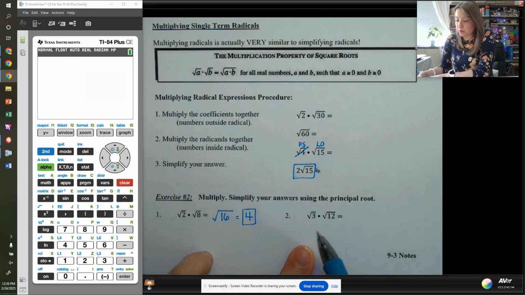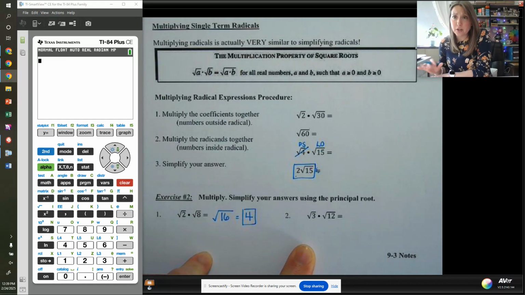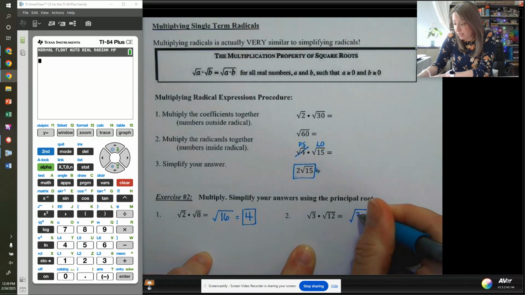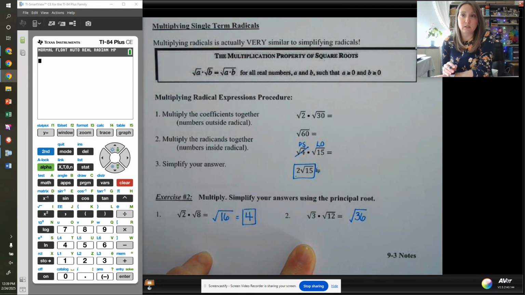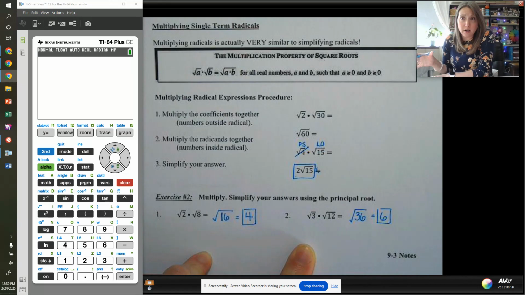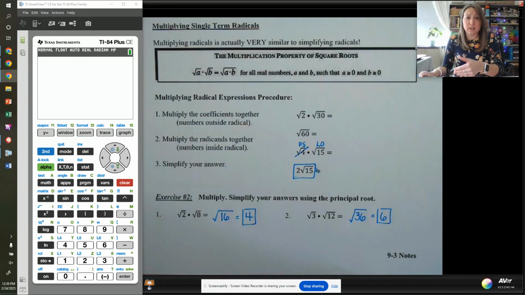Okay, over here on number 2, radical 3 times radical 12. Well, neither of these are perfect squares, but when I multiply the two numbers together under the radical, I get radical 36. Is 36 a perfect square? Yup. What's the square root of 36? It's 6. So far, what's happened when I'm doing this is I'm actually getting integer answers, no radical leftovers.